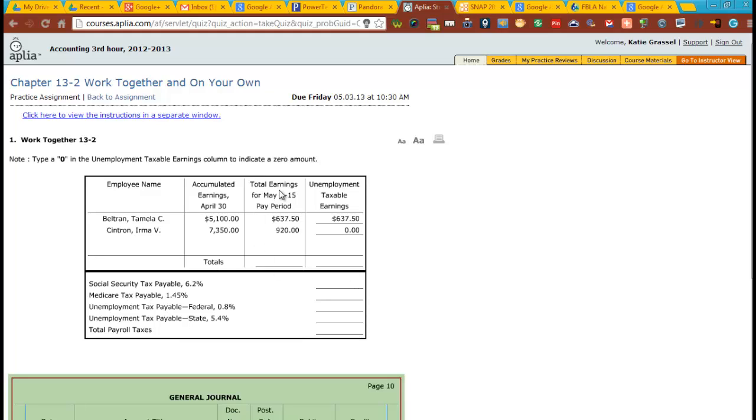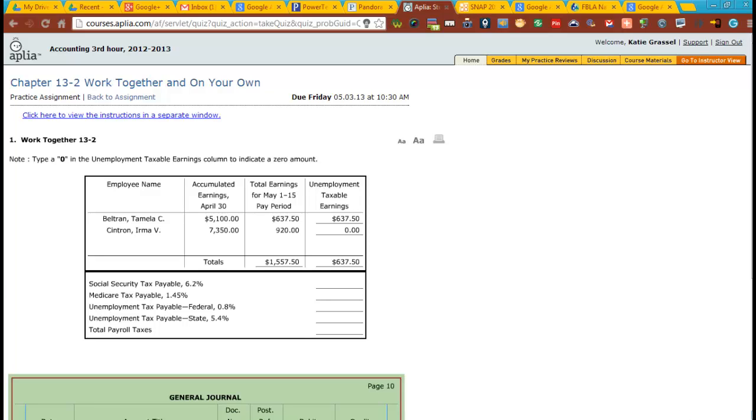Now, I need to total up my total earnings and my unemployment earnings. So I'm going to go through and add 637.50 plus 920. So my total earnings for the May 1st through 15th payroll should be $1,557.50. My unemployment tax earnings total is going to be $637.50. Got that?